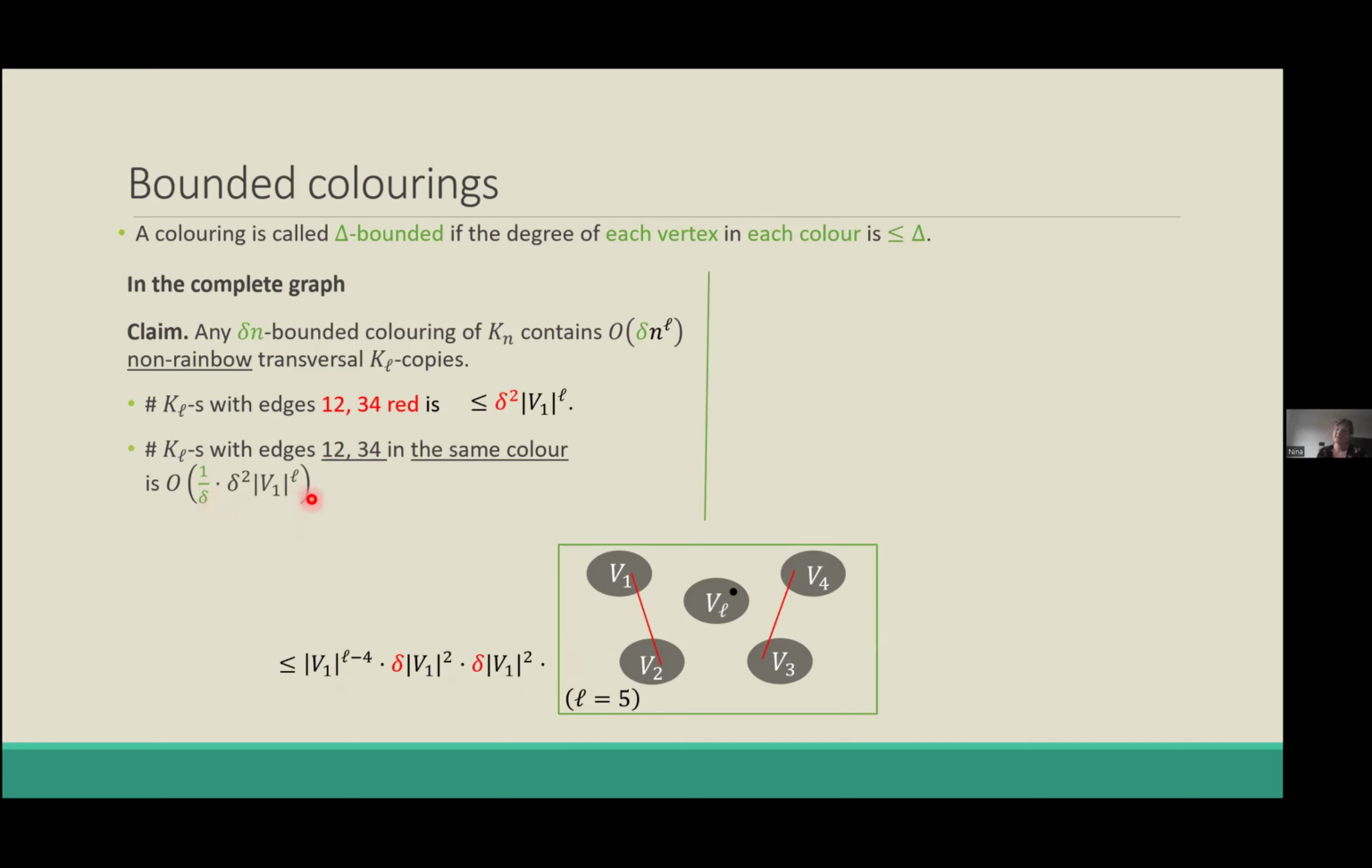And finally, we chose the specific configuration of parts, but then summing over all the possible L parts, we get an extra factor of L to the 4th. But this is unimportant because delta, again, is a small constant compared to L. So making delta small enough, this is actually a negligible proportion of all the KL copies. So we showed that the number of non-rainbow copies is small, therefore we need to have at least one rainbow copy.